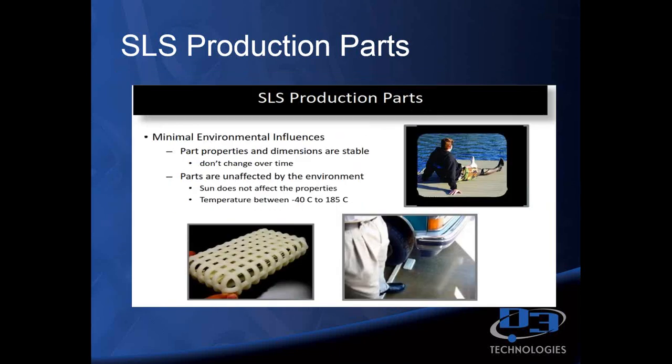The reason? There really are minimal environmental influences. So they're stable. They really don't change over time, other than maybe discolorations. Sun really doesn't affect the properties. So you can have a temperature of these products anywhere from negative 40 C to 185 C. So if you look here, you can see that a lot of selective laser sintering is used by manufacturers today for prosthetic parts, for end-use parts, for aerospace and automotive type applications, for medical industries, which we're going to talk about again a little bit.